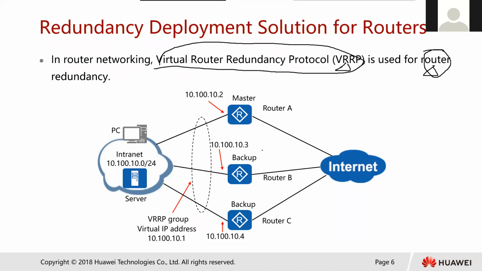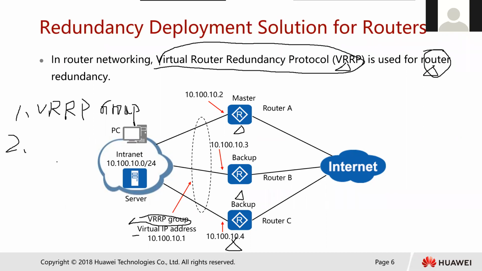If the PC wants to access the internet, there are three routers: router A, router B, and router C. We will add these three routers to a VRRP group, and then give it a virtual IP address.